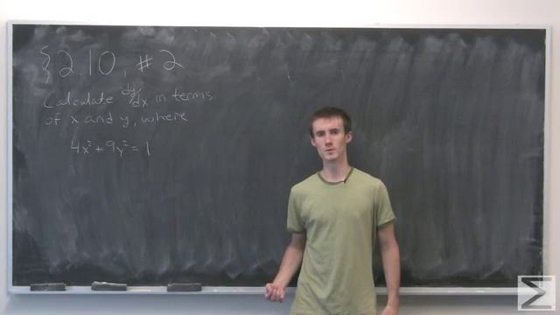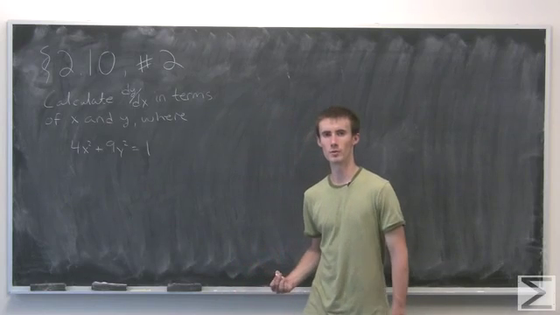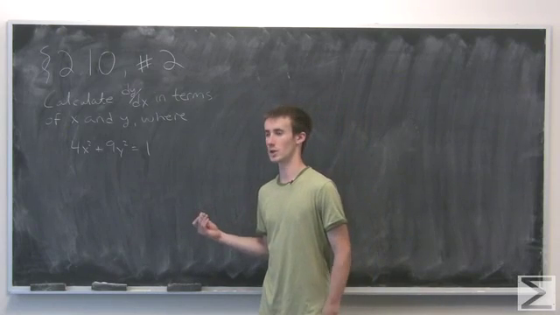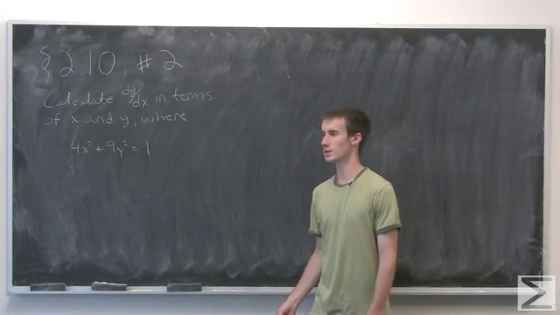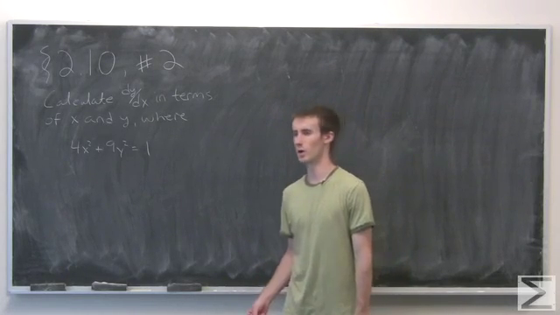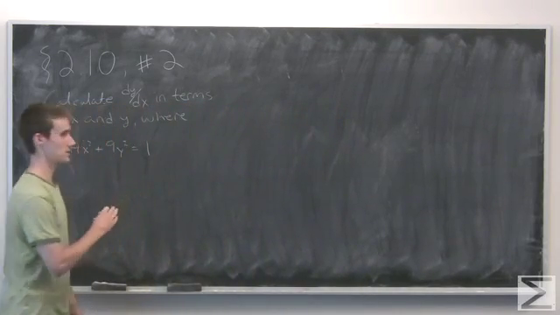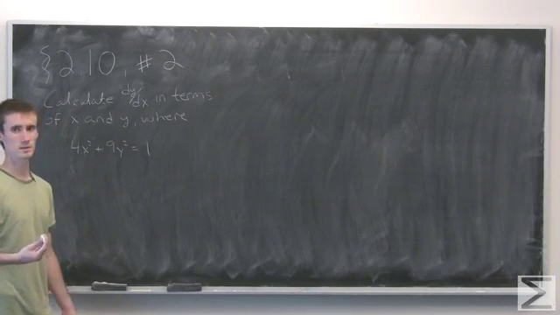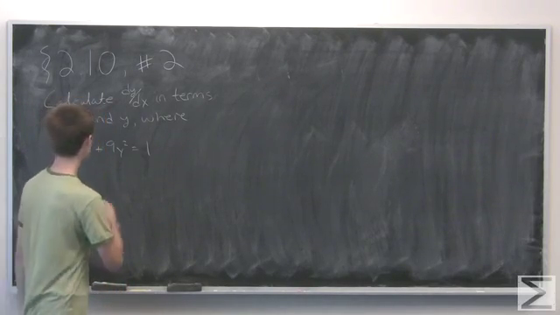In problem number 2 of section 2.10, we use implicit differentiation to find the derivative of y with respect to x, where the curve we're differentiating is defined by this equation: 4x squared plus 9y squared equals 1. The first step is just to differentiate both sides with respect to x, keeping in mind that y is assumed to be a function of x, at least locally.